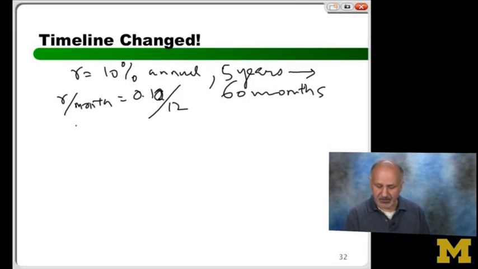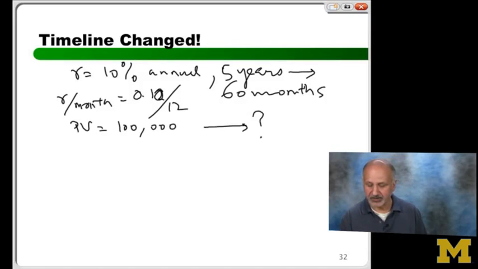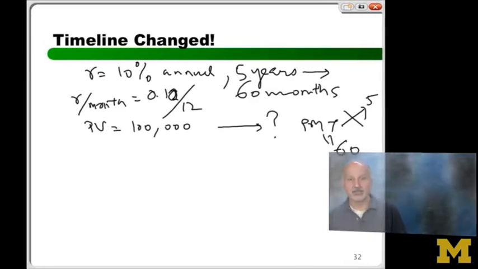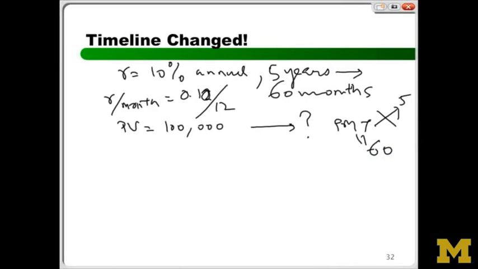Okay? And what is PV? 100,000. And what are we trying to figure out? PMT. But we are not doing 5 of them. We are doing how many of them? 60. So a lot of people get very confused when the periodicity of the interest payment changes. So you could have monthly interest, you could have annual interest, you could have daily interest, you could have quarterly interest. The way I think about this problem is to remember you are in control.